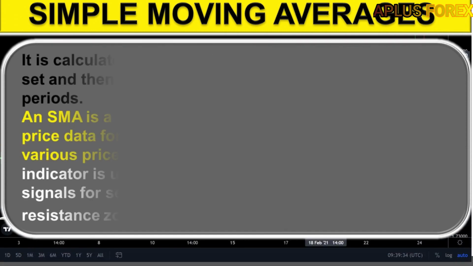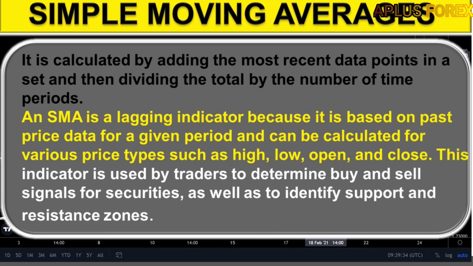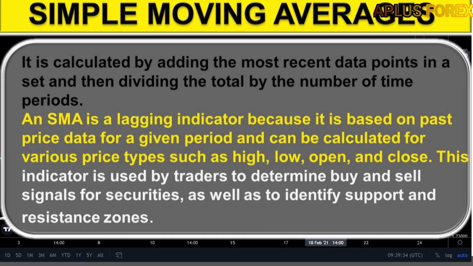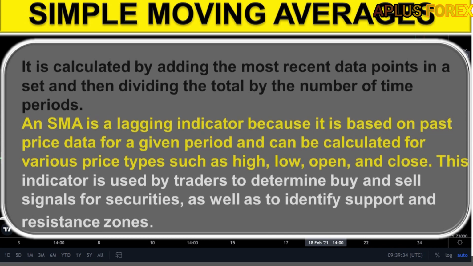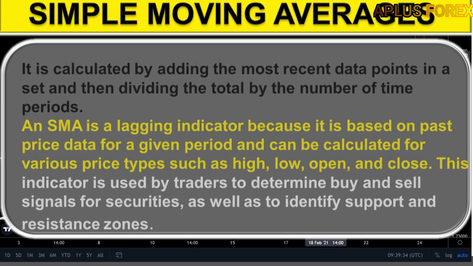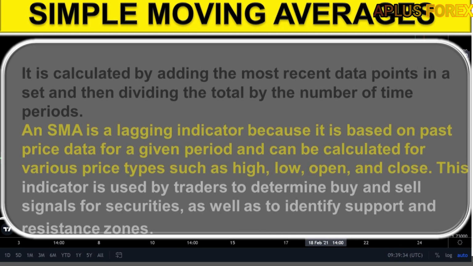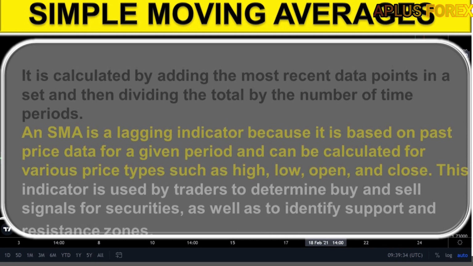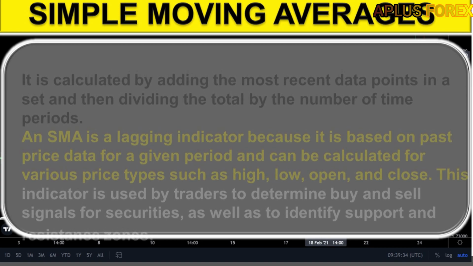It is calculated by adding the most recent data points in a set and then dividing the total by the number of time periods. An SMA is a lagging indicator because it is based on past price data for a given period and can be calculated for various price types such as high, low, open, and close. This indicator is used by traders to determine buy and sell signals for securities as well as to identify support.